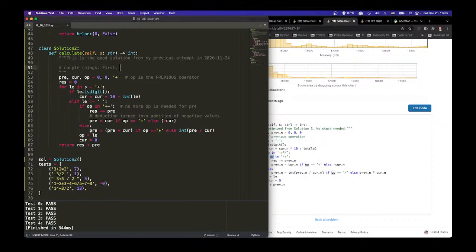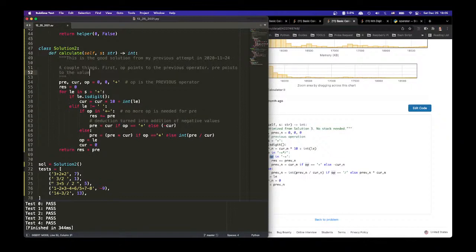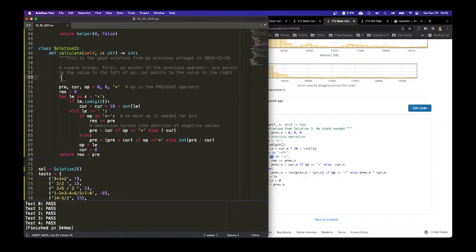First, OP points to the previous operator. Pre points to the value to the left of OP. Current points to the value to the right of OP. Thus, we check OP whenever the current letter hits an operator.